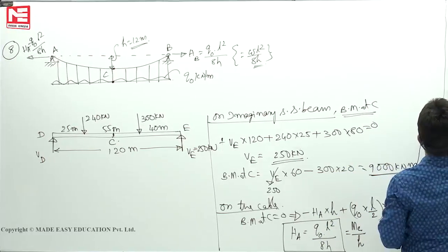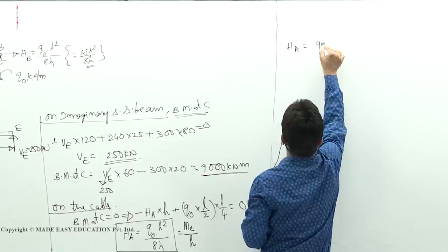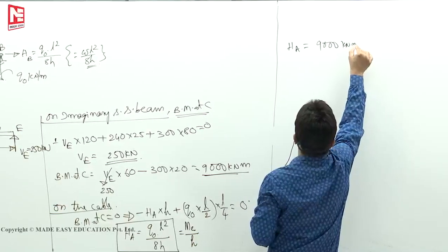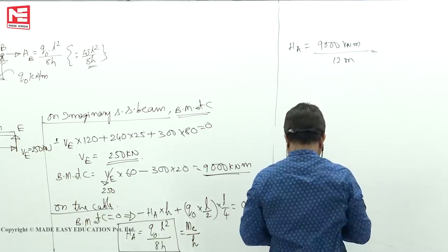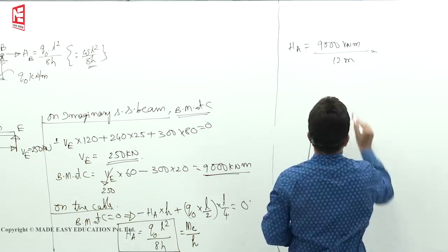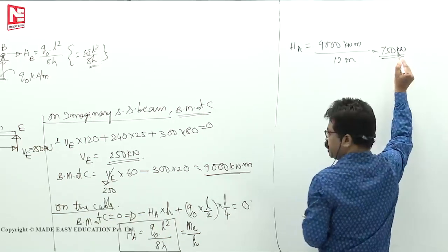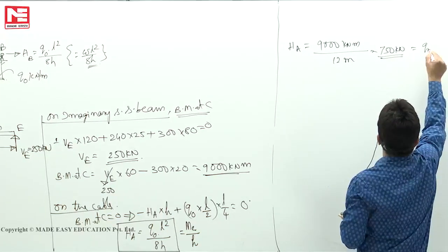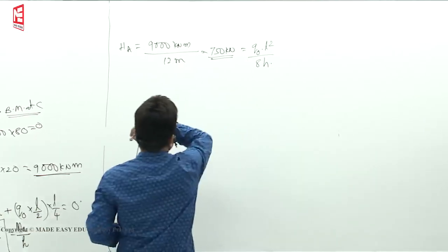So HA, the horizontal thrust at A, is equal to MC, the bending moment at C, 9,000 kilonewton meter, by H, which is 12 meters. So the horizontal thrust you will get is 750 kilonewton. Now this is also equal to Q0 into L square by 8H.